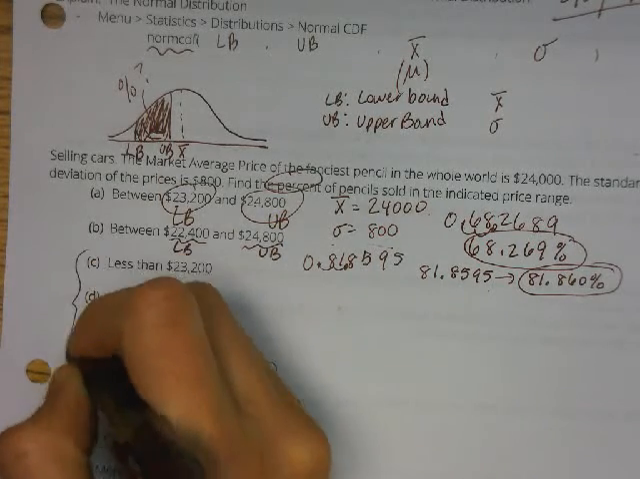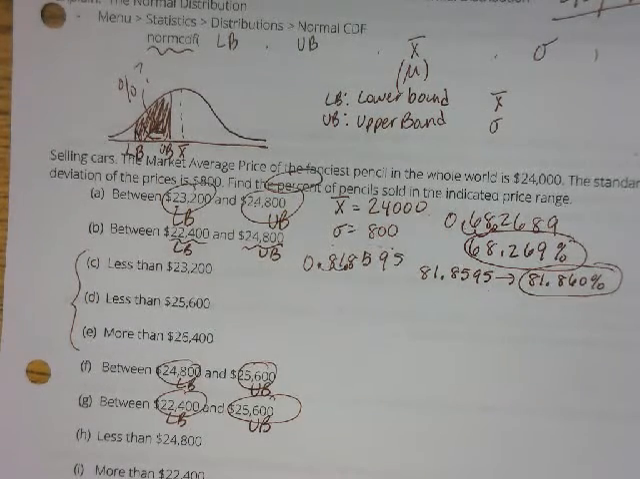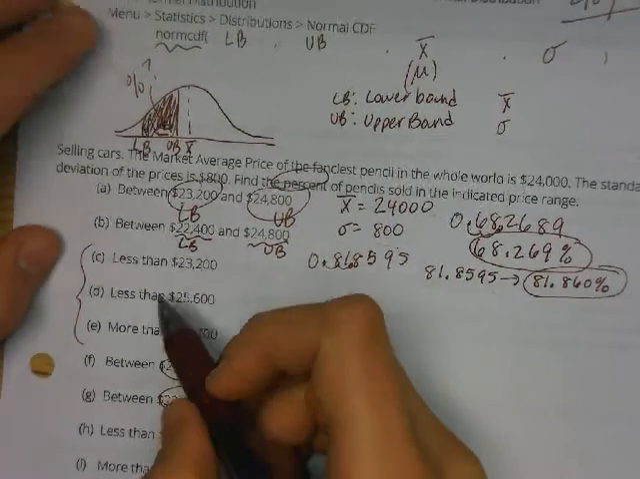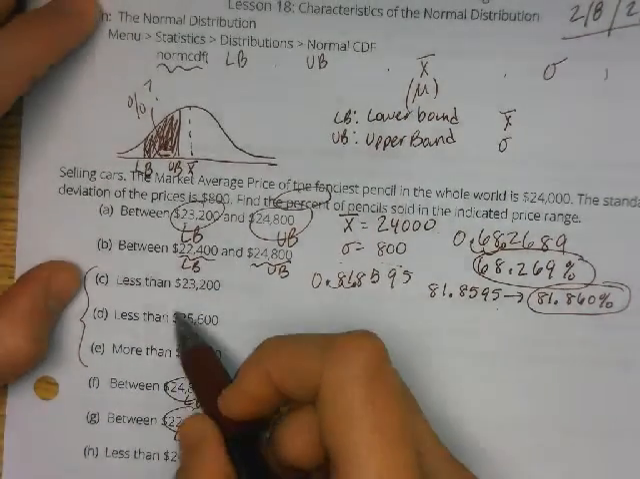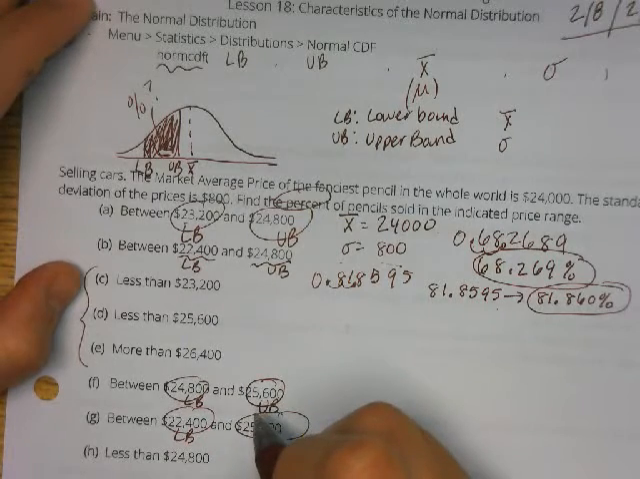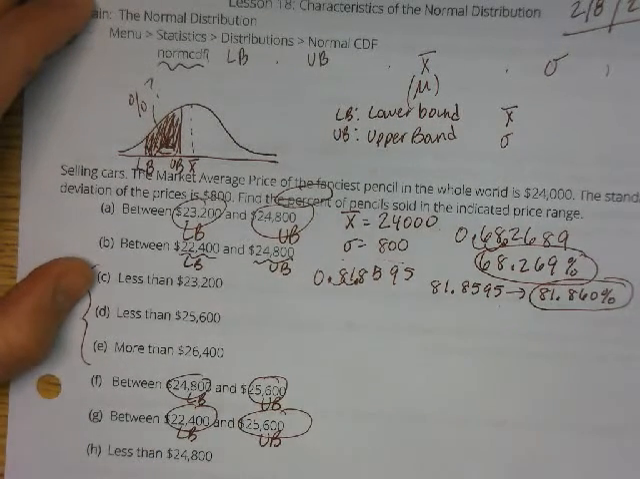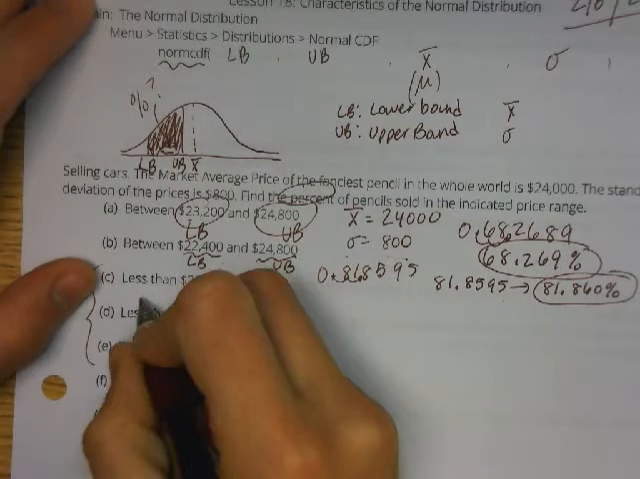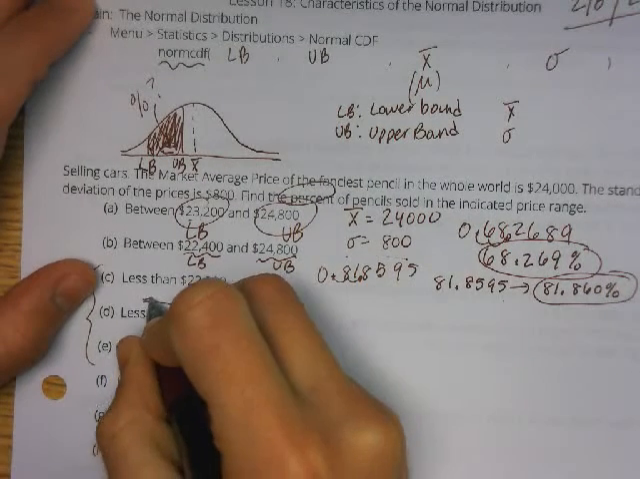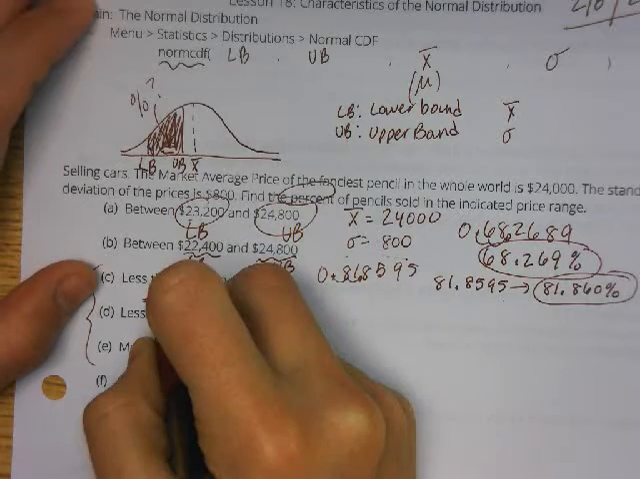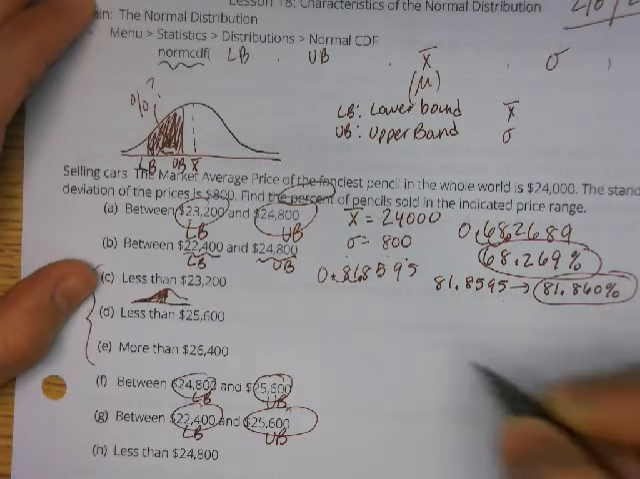Let's talk about C, D, and E. This one is a little bit different. Part C is a little bit different because we don't have 2 numbers like we did here. We're just asked to find a range less than some number. If this is where our number is located, it's asking for this percentage right here.